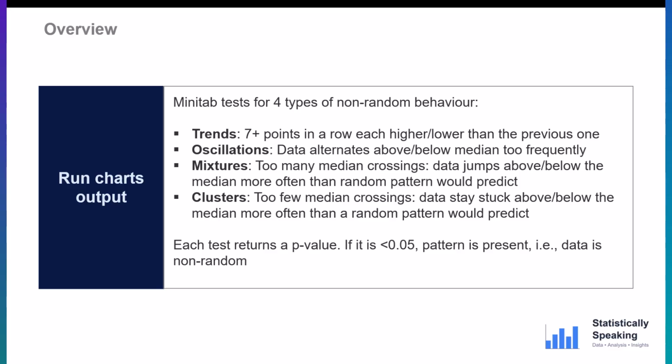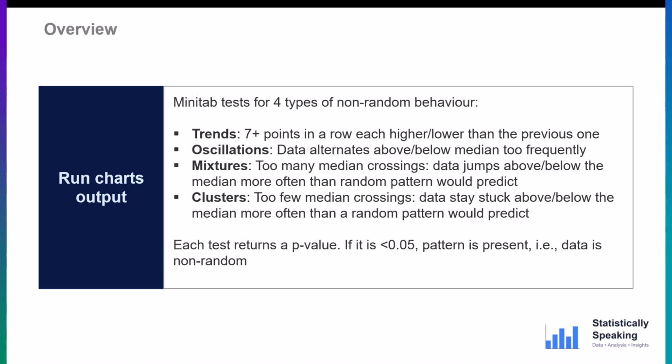The first one is trends. So if there are, say, 7 or more consecutive points higher or lower than the previous one, then Minitab starts flagging that as a trend problem. Under normal circumstances, if the data is truly random, you wouldn't see that happening. For oscillations, Minitab checks if the data alternates above or below the median point too frequently, rather more frequently than a random pattern would predict. Mixtures is another test.